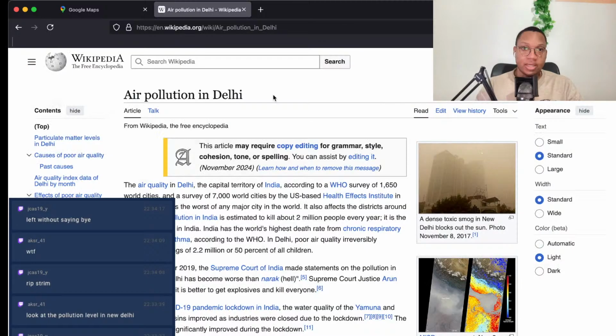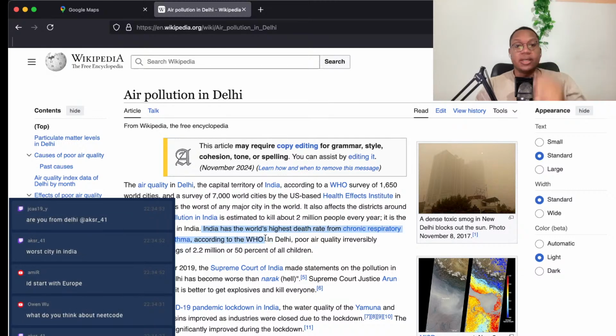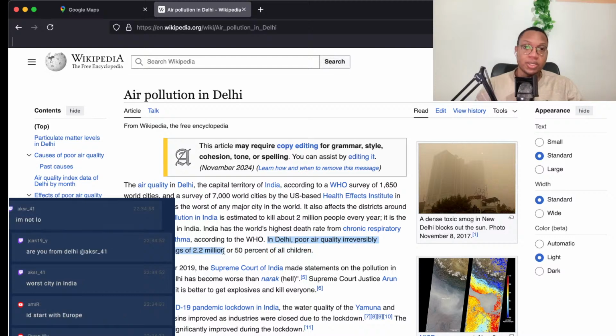Air pollution in Delhi is the worst of any major city. It also affects districts around Delhi. Air pollution in India is estimated to kill 2 million people every year, the fifth largest killer in India. Oh my god. India has the highest death rate from chronic respiratory diseases and asthma, according to the WHO. In Delhi, poor air quality irreversibly damages lungs in 2.2 million, or 50% of all children. Oh my god.